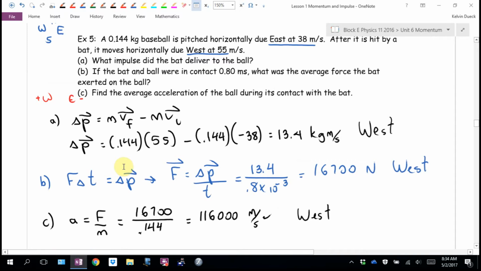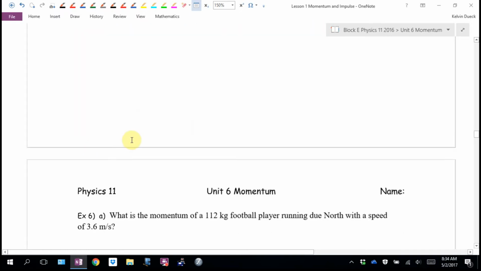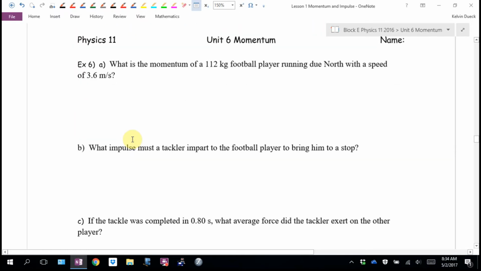We looked at this question here involving a baseball, and we paused. So let's pick up where we left off here. Example 6. Example 6 says, what's the momentum of a 112 kilogram football player running due north with a speed of 3.6 meters per second? Luke, since they gave me a direction here, I'm going to give you an answer that has both magnitude and direction. I'm going to give you a vector answer. Luke, what's part A asking me to find?